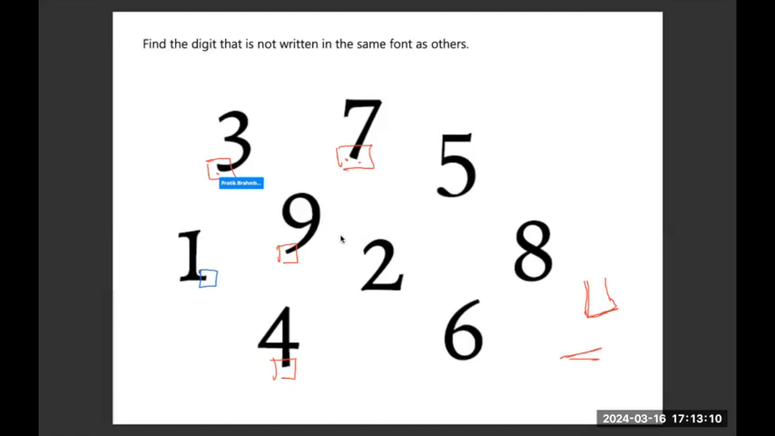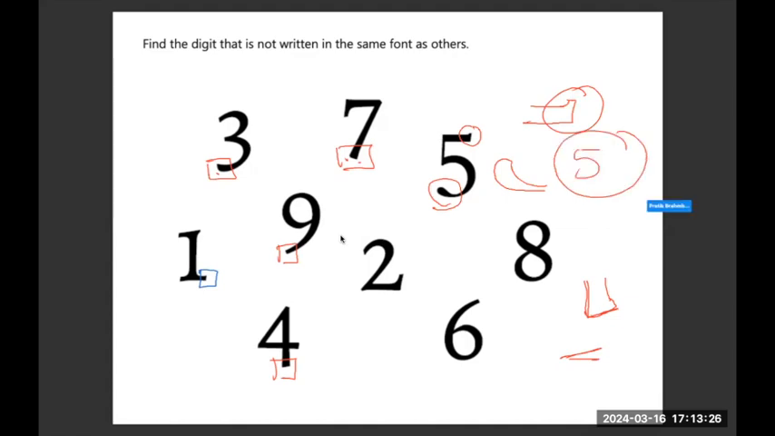5 is the only one where I see a knot, where I see some kind of a blow like this. And I also see a vertical raising out. So from the horizontal surface, there is some kind of a vertical that is getting raised out on top. So 5 is the digit that we are looking at, which is in a different font, which is the correct answer.